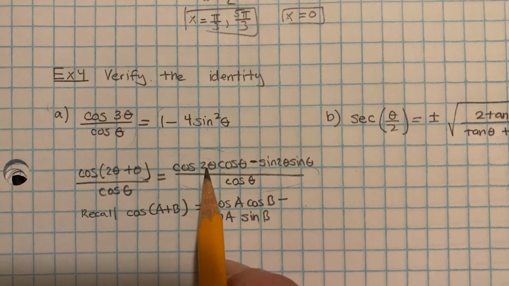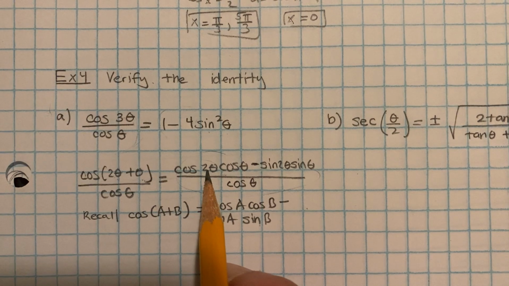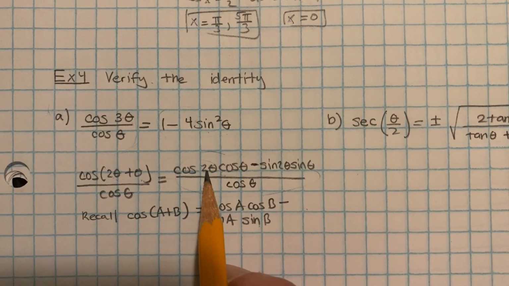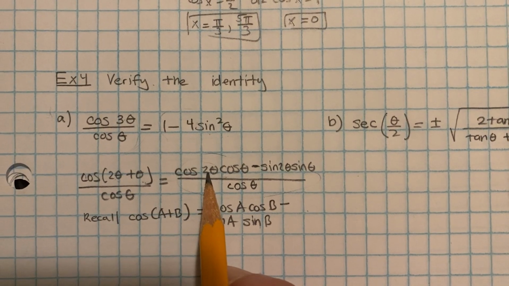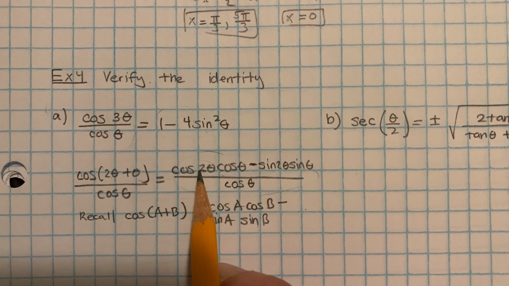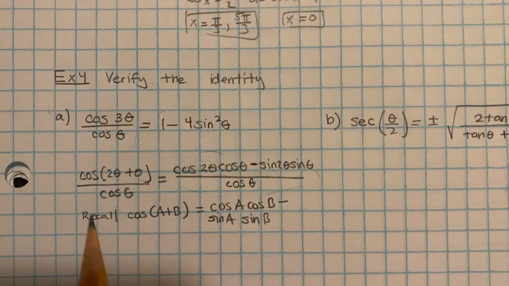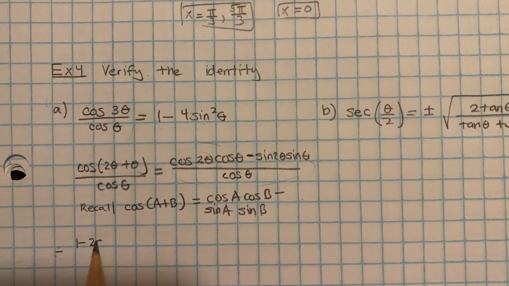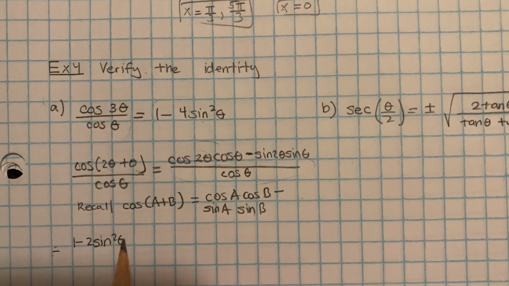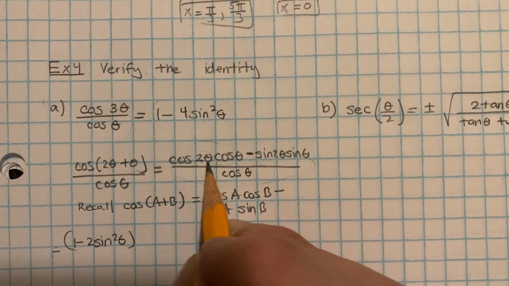Okay, so cosine of 2 theta, right? Remember there's 3 different forms. And the form that I want to use is obviously going to be the one that has sine in it. So I'm going to use the 1 minus 2 sine squared theta for this one. So I'm going to write it over here. 1 minus 2 sine squared theta is equal to cosine of 2 theta.